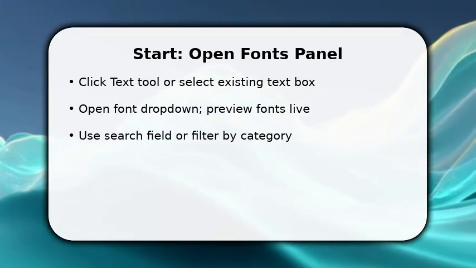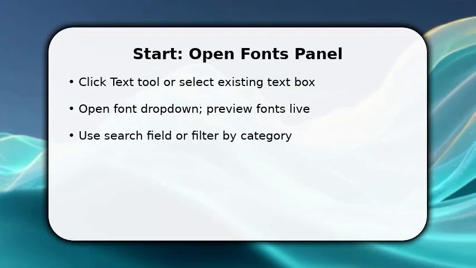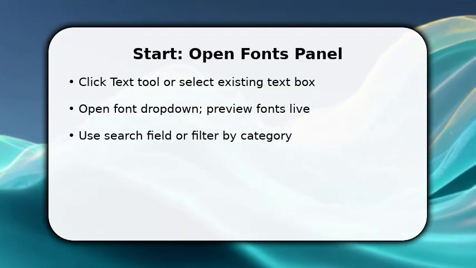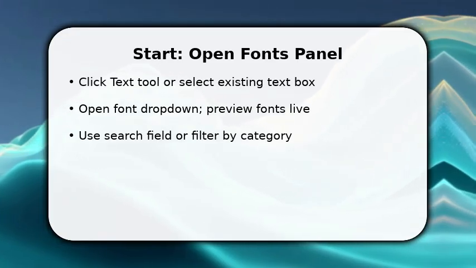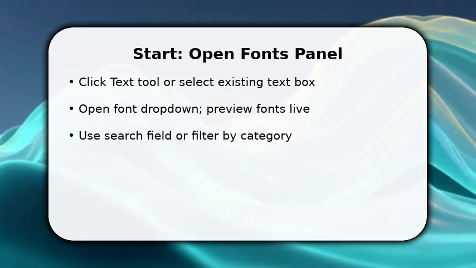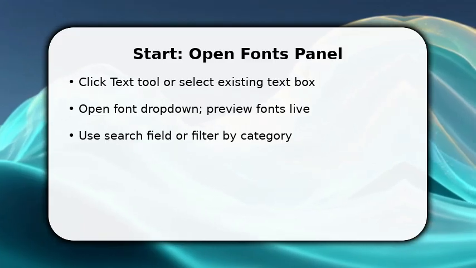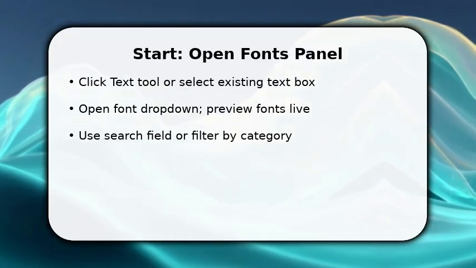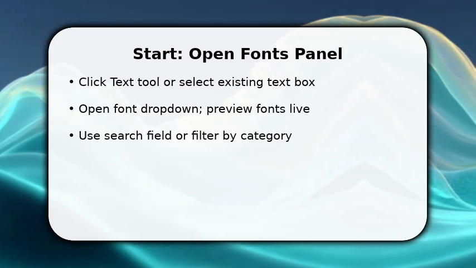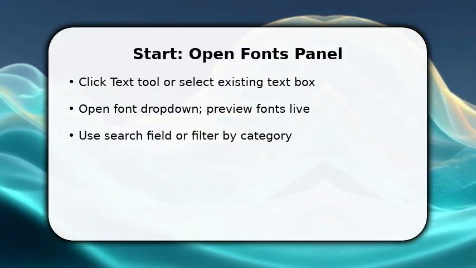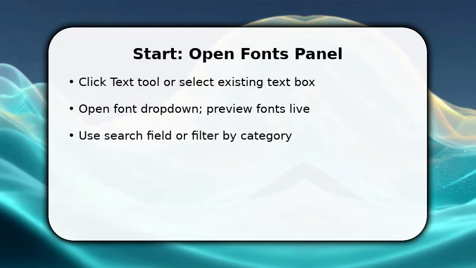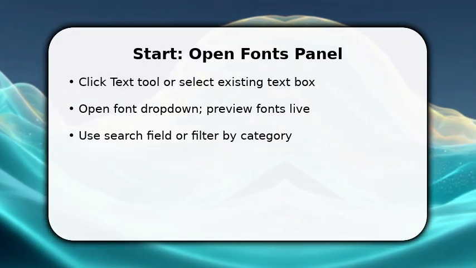You're starting inside your design. Click a text box or add one with the text tool. Open the font dropdown to reveal all available fonts. Canva previews each font live as you hover so you can judge weight and style quickly. Once done, use the search field to jump to a family or filter by category such as sans, serif, or handwritten to narrow choices. This saves time and prevents scrolling through the entire list when you need a specific look.